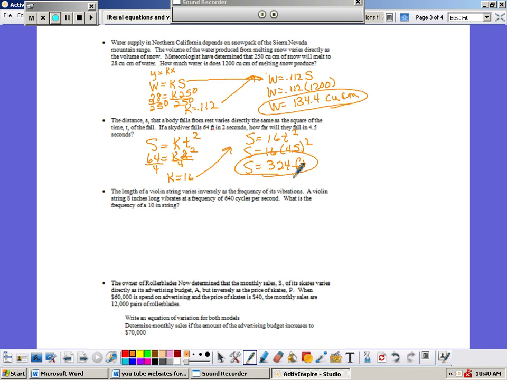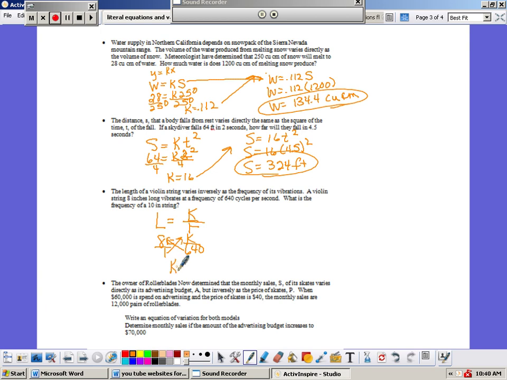Now inverse. The length of a violin string varies inversely as the frequency of the vibration. A violin string 8 inches long vibrates at a frequency of 640 cycles per second. What is the frequency of a 10-inch string? Okay, sentence by sentence. The length of a violin string varies inversely with the frequency of its vibration. A violin string that is 8 inches long has a frequency of 640.